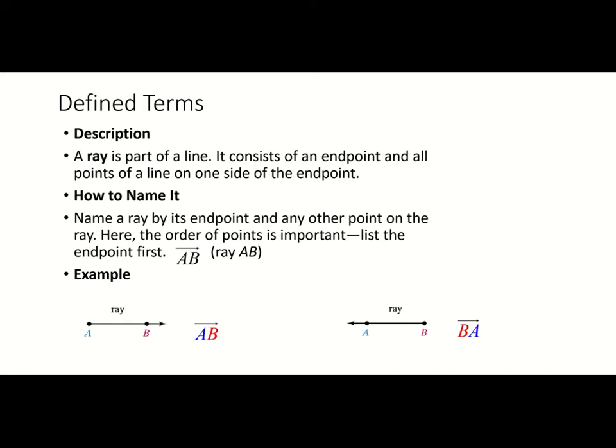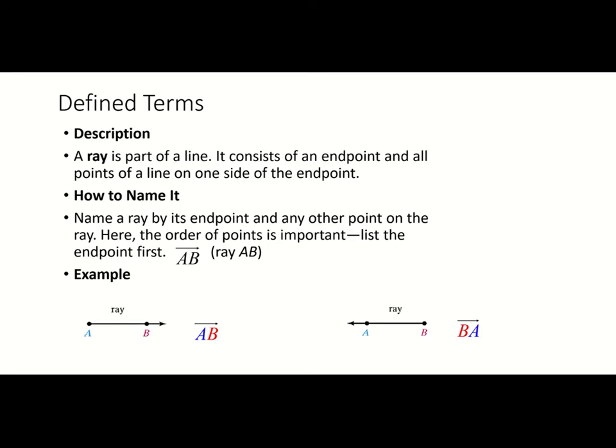A ray is different than a line segment because a ray consists of one endpoint, and then all the points of the line after the endpoint, going on infinitely in one direction. So here's our endpoint, and it extends on infinitely. When you name a ray, the important thing is your endpoint always has to be first. It is very important. The naming matters here.